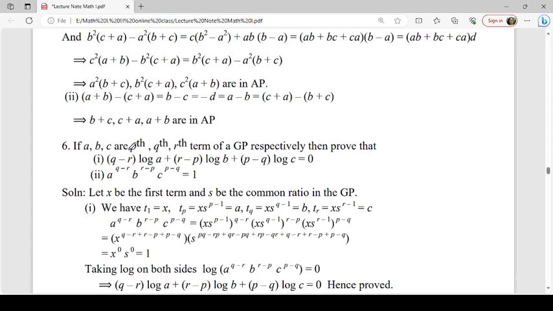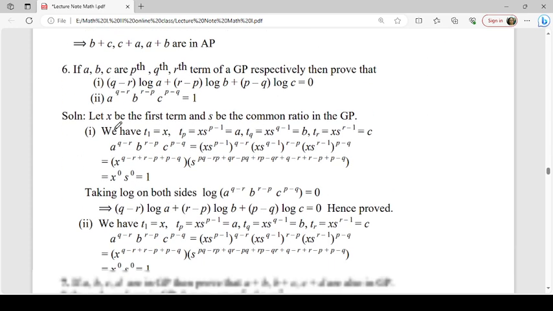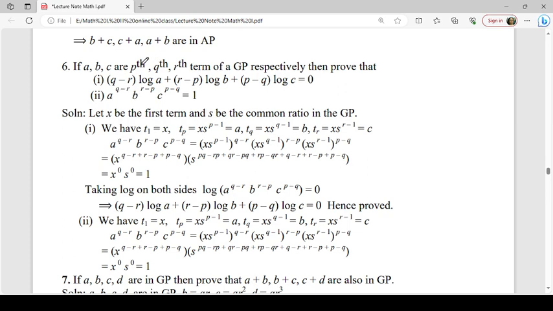Then this one: A, B, C are the Pth, Qth, Rth terms of a GP. It is given. So X is the first term and S is the common ratio. We are assuming it. So T1 is X, the first term, and TP is X into S to the power P minus 1, and this is given as A. TQ, the Qth term, is B, by the formula X into S to the power Q minus 1. TR is C, it is this one.